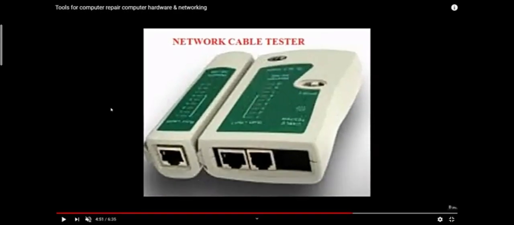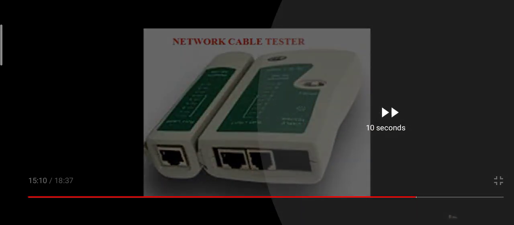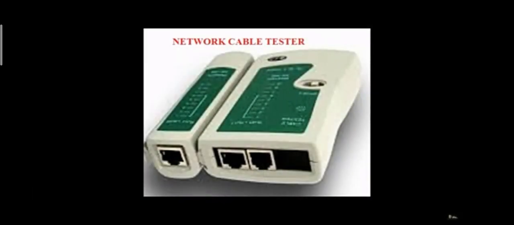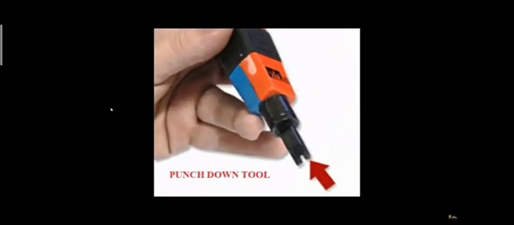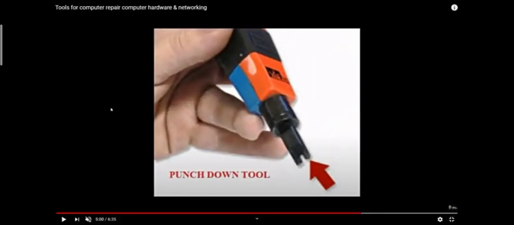Cable tester is an electronic device used to verify the electrical connection in a signal cable or other wire assembly. Punch down tool is used for inserting wire into insulation displacement connectors or onto punch down blocks, patch panels, and keystone modules.